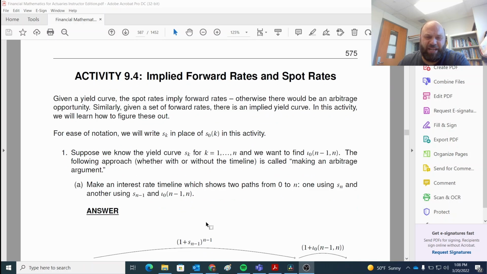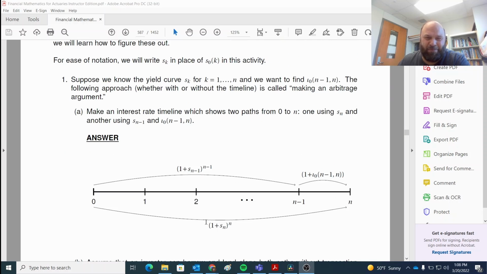The first thing we're going to do is make an interest rate timeline. You can see this timeline. Given the yield curve and given the desired forward rate, there are two paths we can follow if we invest or buy or sell, say, zero coupon bonds. We can either start at time 0 and just use the n-year spot rate, which will carry us through from time 0 to time n, or we can take this upper path, which uses the n minus first spot rate from time 0 to n minus 1, and then the n minus 1 to n forward rate for the final year. The arbitrage argument is that these two are going to have to be equal.